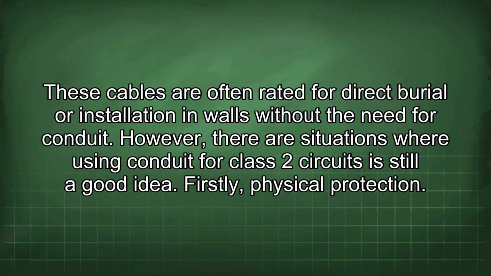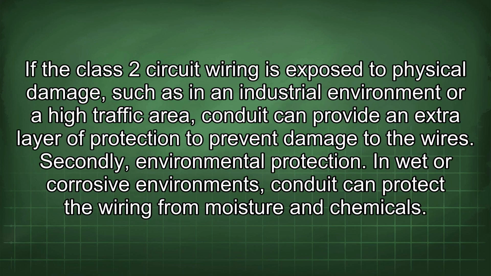However, there are situations where using conduit for Class 2 circuits is still a good idea. Firstly, physical protection. If the Class 2 circuit wiring is exposed to physical damage, such as in an industrial environment or a high-traffic area, conduit can provide an extra layer of protection to prevent damage to the wires. Secondly, environmental protection. In wet or corrosive environments, conduit can protect the wiring from moisture and chemicals.